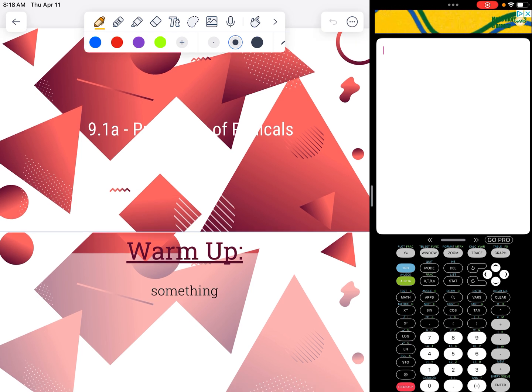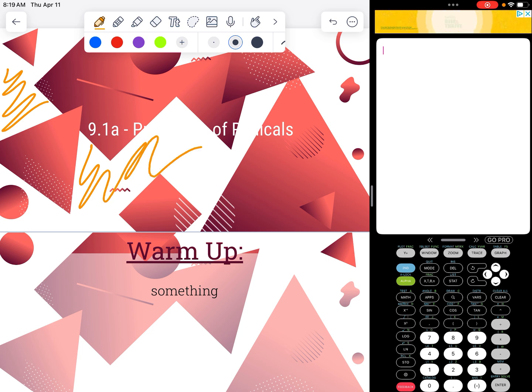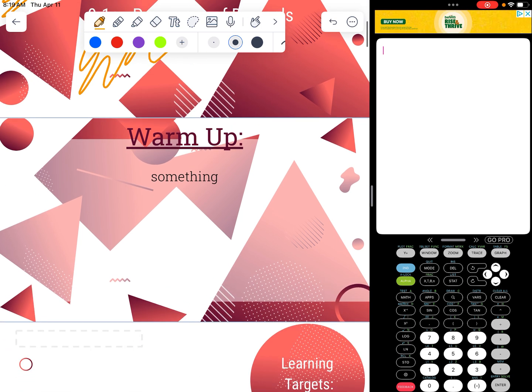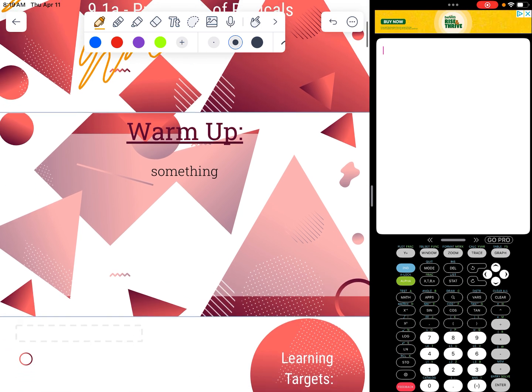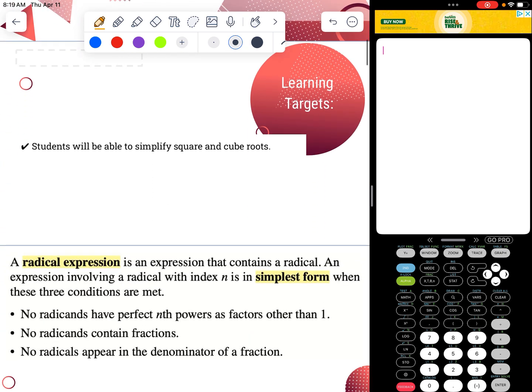This shouldn't all be white. This Google Slides template got all messed up, so sorry that the formatting is kind of goofy, but you'll get the information that you need either way.